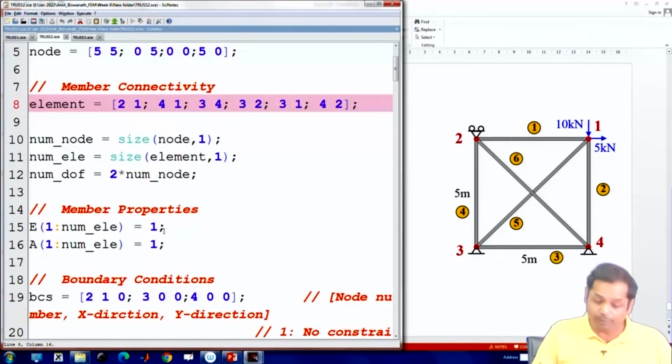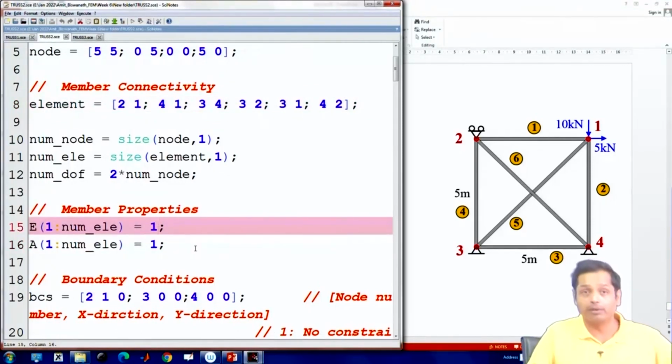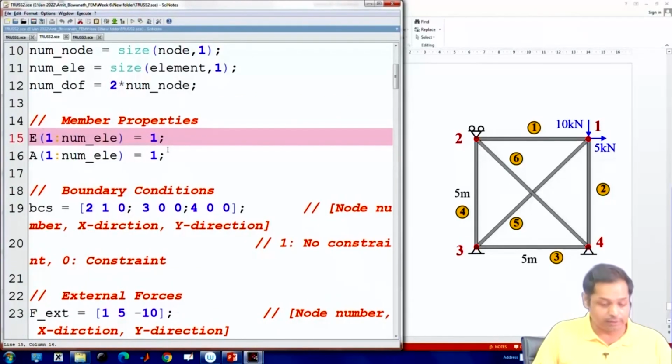And then the member properties are given as 1, 1, but when you solve a particular problem, depending on the information of that problem, you can give these properties. Now the boundary conditions: at node number 3 and 4, both degrees of freedom are constrained. At node number 2, only the vertical, y direction degree of freedom is constrained.